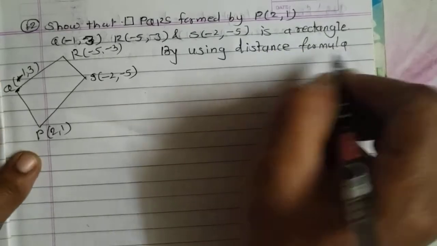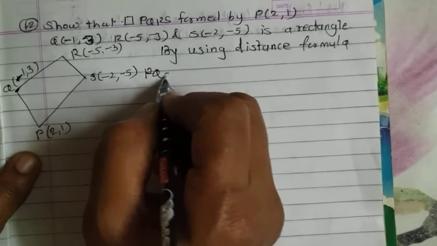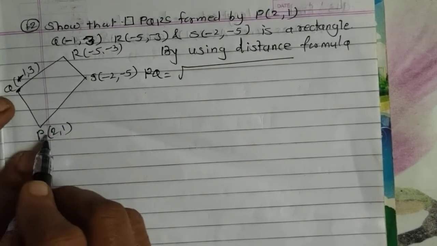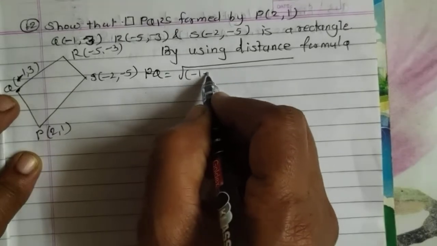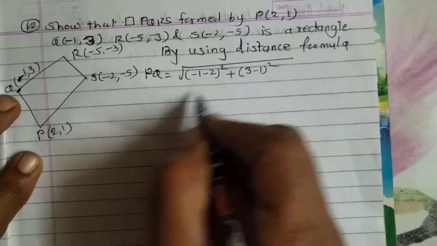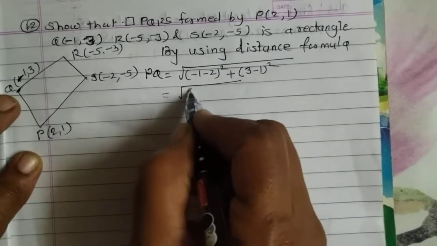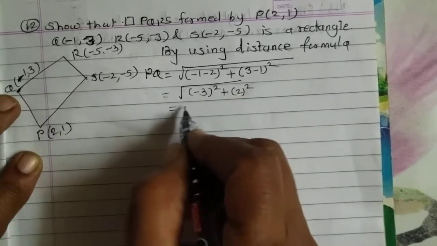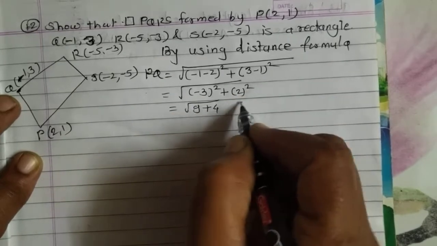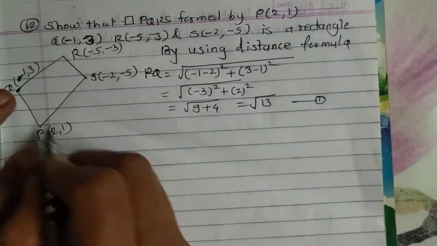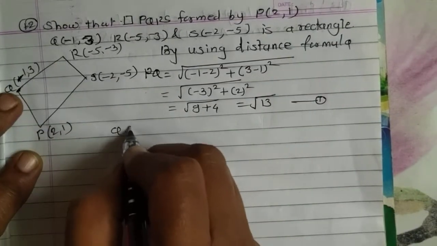First side PQ is equal to, suppose this is the second point and this is the first point, means (-1 - 2) bracket square plus (3 - 1) bracket square. Minus 1 minus 2 means minus 3 square plus 2 square. 3 square is 9 plus 4, that is equal to root 13. This is the first side. Now we are finding the second side.